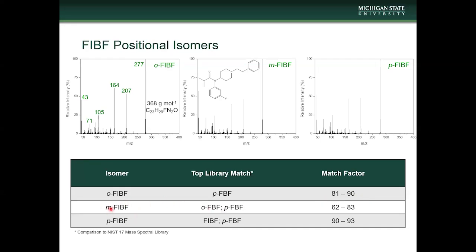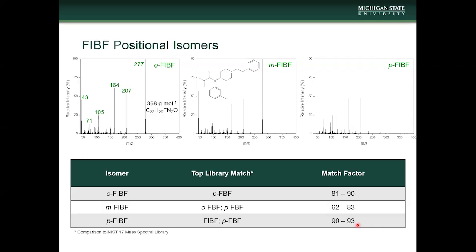For the meta FIBF isomer, I think 4 of the replicates returned PFBF as the top library match, and 1 replicate returned OFBF. But again, the fluorobutyryl fentanyl rather than the fluoroisobutyryl. But the match factor here was a lot lower, ranging from 62 to 83 for these 5 replicates. And then for the para FIBF isomer, 4 of the replicates returned FIBF as the top hit, and 1 replicate returned para-FBF, again the fluorobutyryl fentanyl, with a higher match factor of 90 to 93.